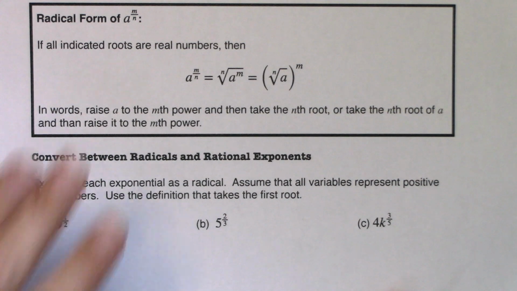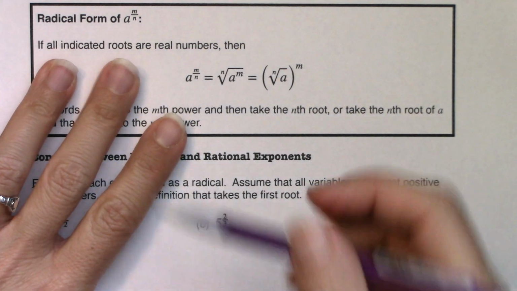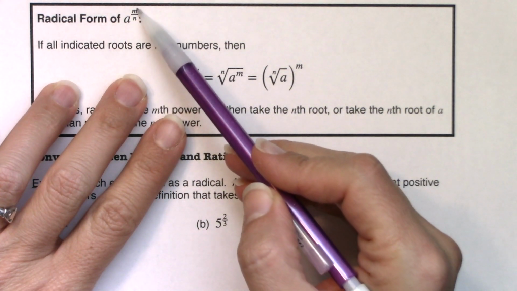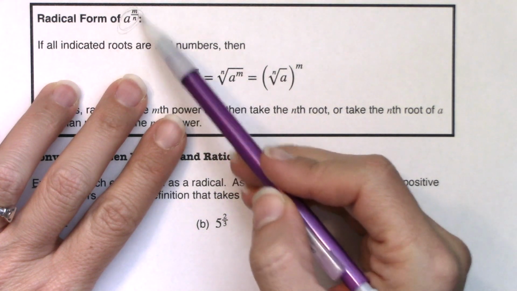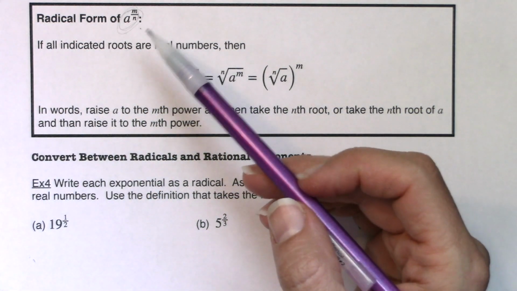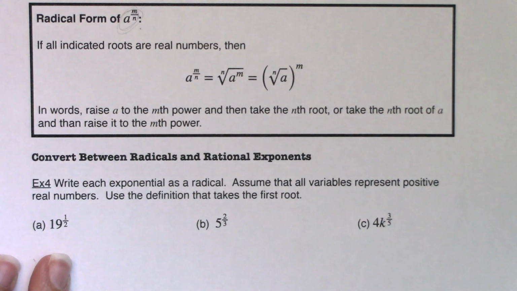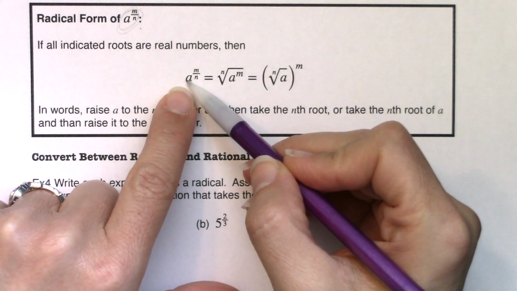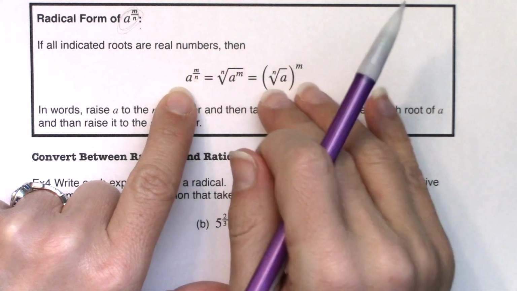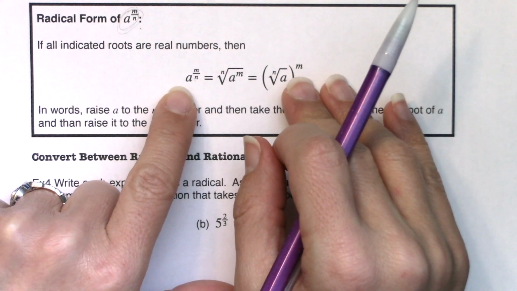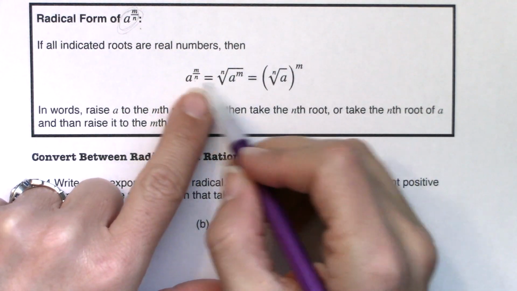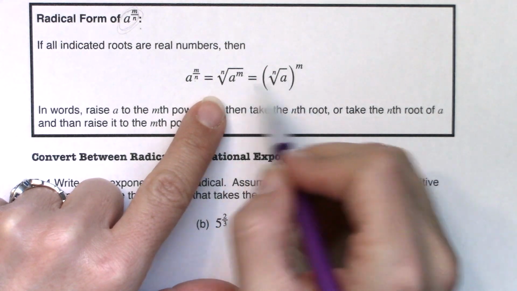Folks, welcome back. So let's try and formalize a little bit more how you go from a rational exponent like a to the m over n to a radical. So how do we convert between radical and rational exponent? We've touched on it a little bit, but I want to formalize it. So when you have a to the m over n, there are two radical expressions that you can convert this into, and they're equivalent.